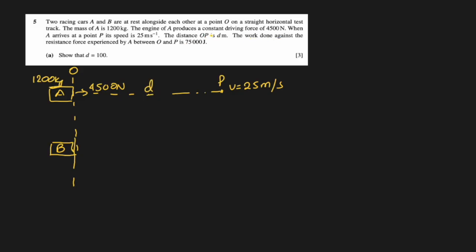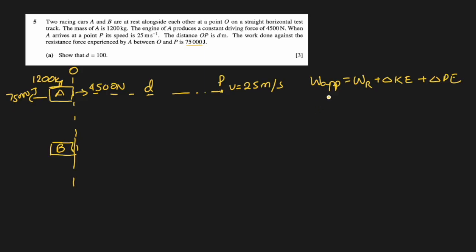The work done against the resistance force experienced by A between O and P, total resistance, is 75,000 joules. In total distance, 75,000 work was done against the resistance. Show that d is 100. So we can use the energy formula in this. That means work done by applied force is equal to work done against resistive force plus change in kinetic energy plus change in potential energy.